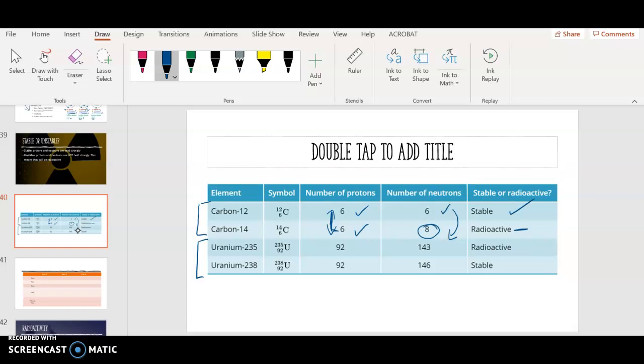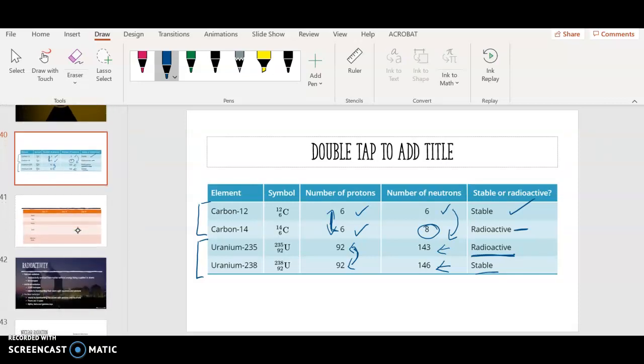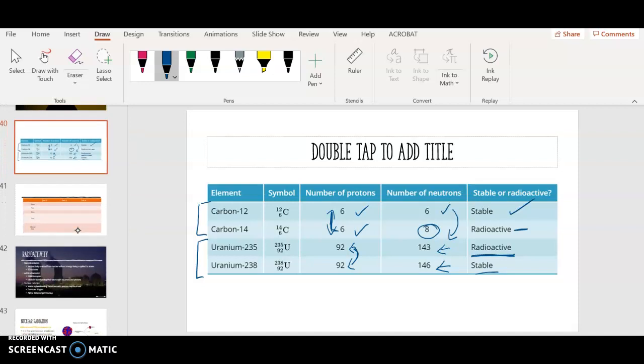Uranium's another example of isotopes. So uranium has 92 protons, but one has 143 neutrons, which is the radioactive one, but the stable one has 146 neutrons. So whatever you see in the periodic table, that is its stable form. If the neutrons change, which means the mass will change, that means it will become more radioactive.